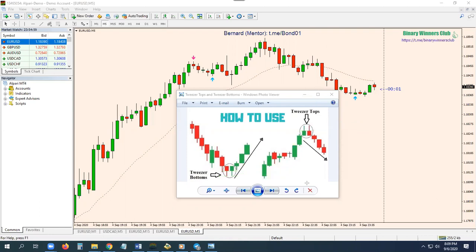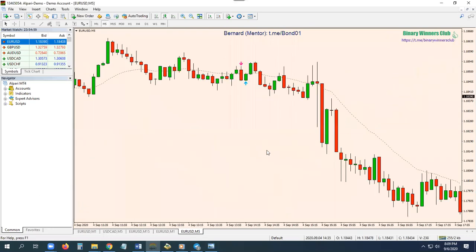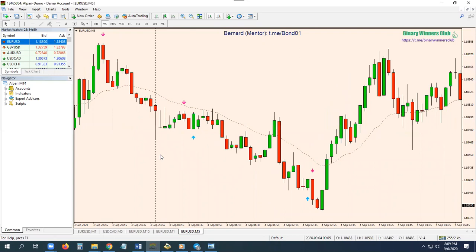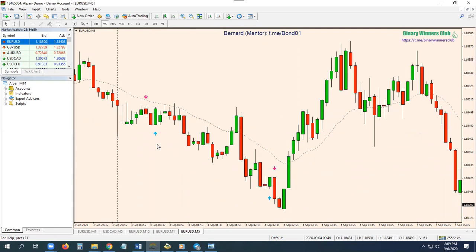Maybe in future videos, I'll be able to share different techniques you could use with the tweezer candlestick pattern. Now, I did manage to create an indicator to quickly help me identify these patterns. This is a tweezer top. The highs are the same. If I draw a line, it will touch the wicks exactly. The highs are the same.